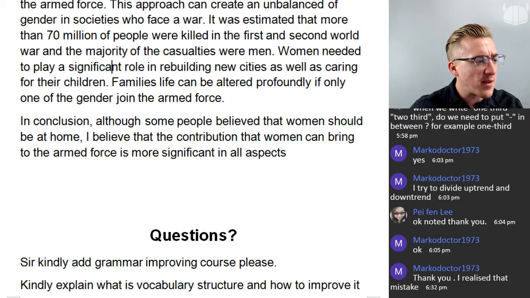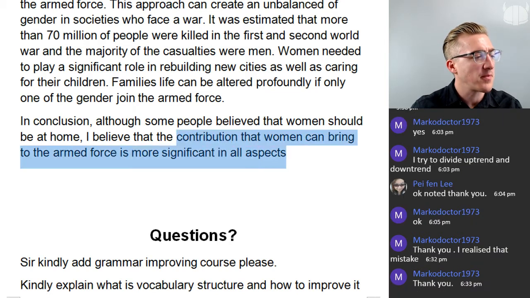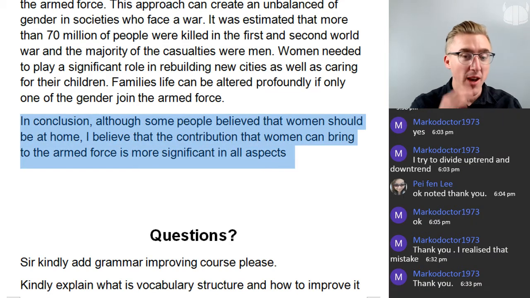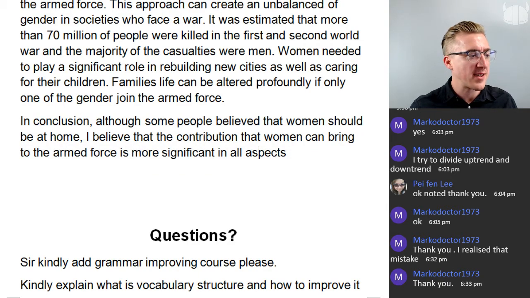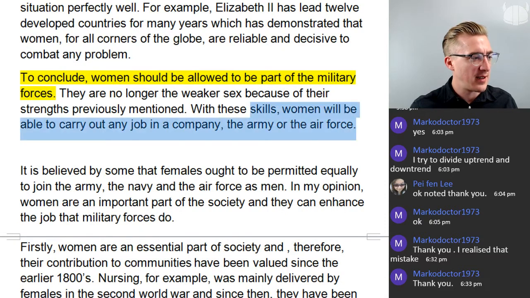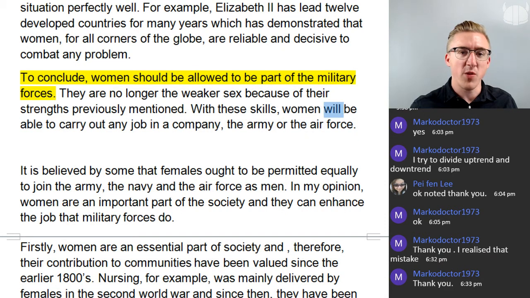In conclusion, although some people believe that women should be at home, I believe that the contribution that women can bring to the armed forces is more significant in all aspects. Good. A nice summary. I would like to see one sentence added that's more of a final sentence using the future tense. Yeah, something like this person did with the will, which makes it sound a bit more final.